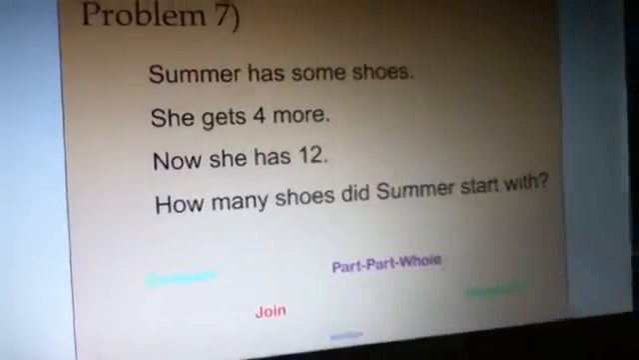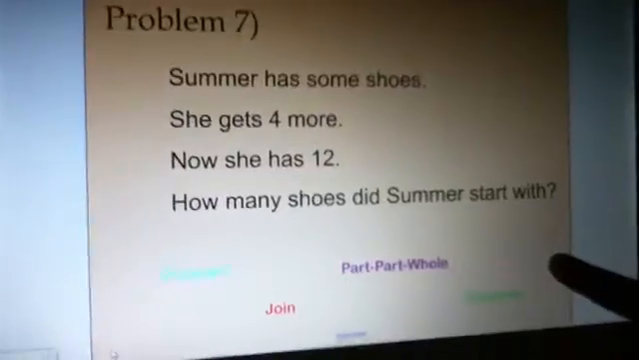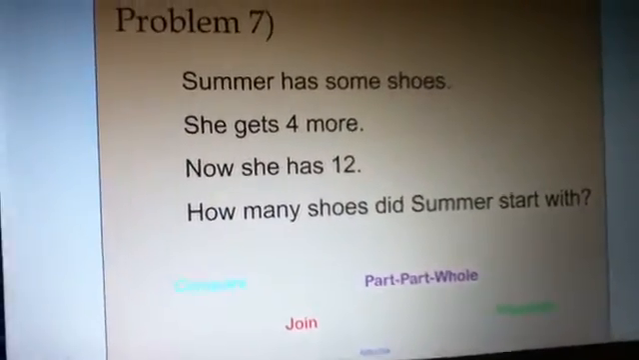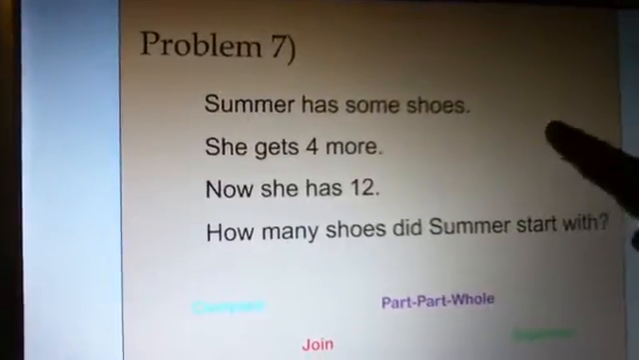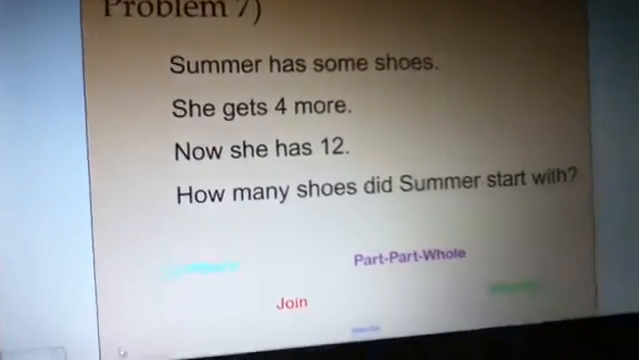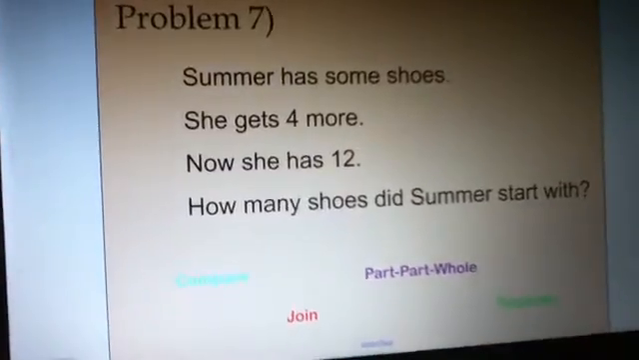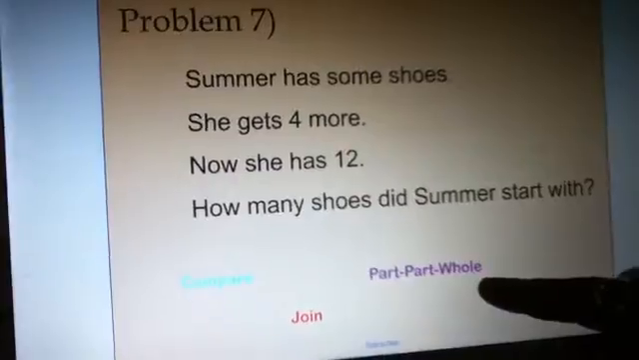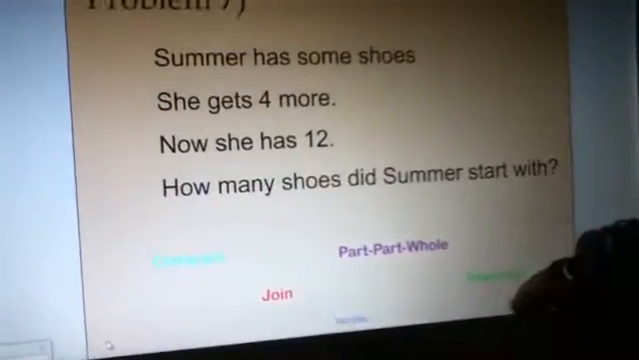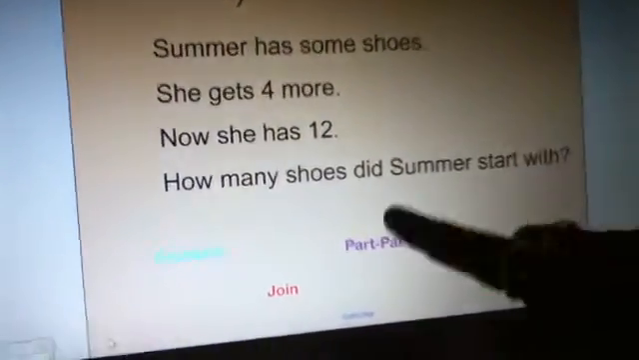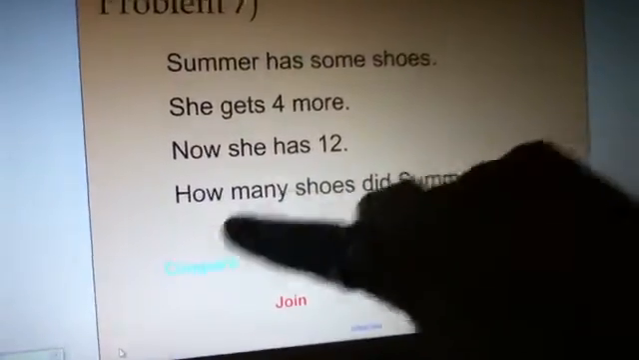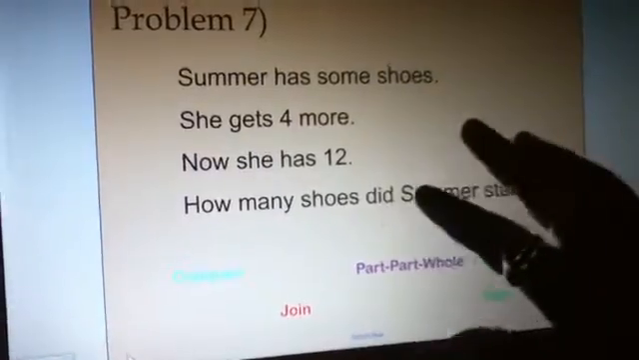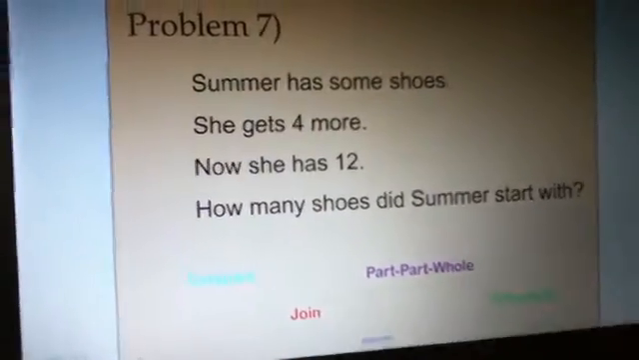Okay, so separate. Are we taking anything out of our starting number? By reading this problem, I know that no, we're not taking anything out or separating out any amount, so it's not going to be separate. Part, whole. We're not discussing any 2 parts here, so that's not going to be it either. Alright, compare. We're not comparing any 2 items here, so we're not going to use compare. Which leaves us with join.